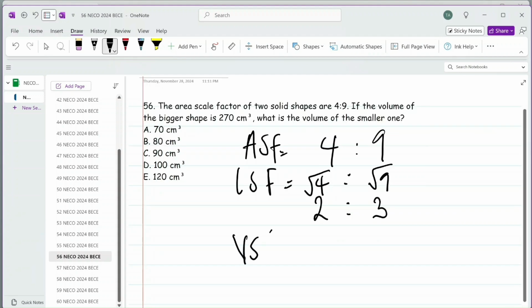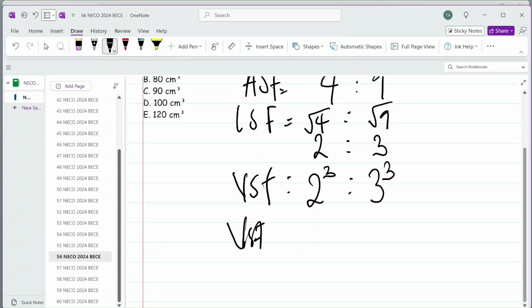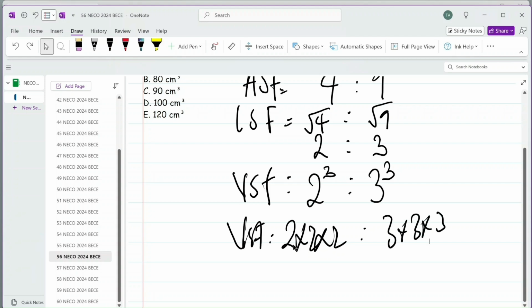The volume scale factor from the linear scale factor is the cube of both numbers, which is 2 to the power of 3 ratio 3 to the power of 3. As you multiply 2 three times and 3 by itself three times. You multiply 2 by 2 by 2 as 2 raised to the power 3, then 3 times 3 times 3. Volume scale factor, that's 2 times 2 times 2 on one side, 3 times 3 times 3. 2 times 2, 4 times 2, 8. Ratio 3 times 3, 9 times 3, that's 27. The volume scale factor is 8:27.